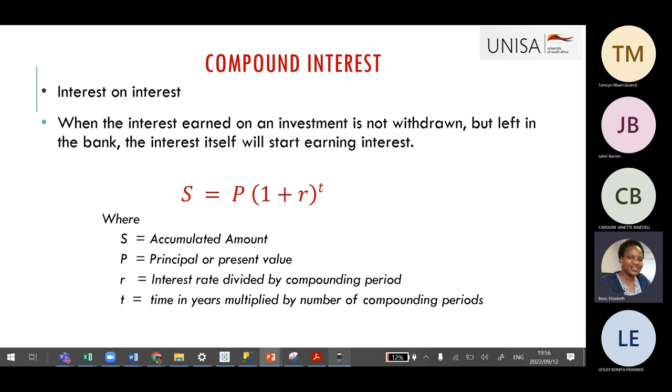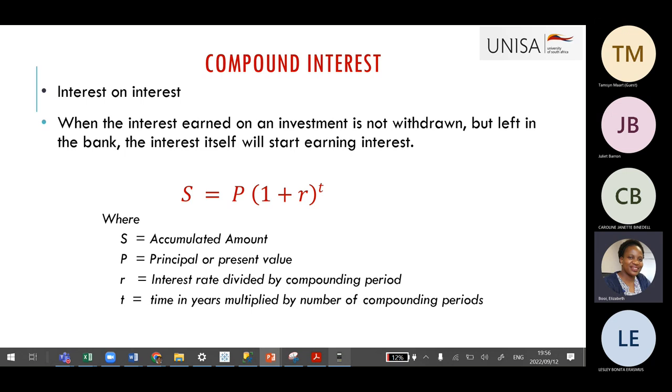When the interest earned on an investment is not withdrawn but left in the bank, it will accumulate interest on top of it. So to calculate compound interest, the formula looks like this. The future value of compound interest is given by your present value or principal amount times (1 + r) to the power of your period.